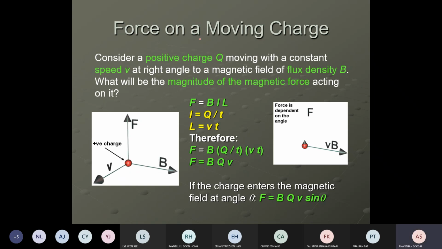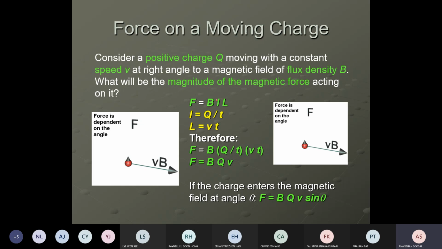So now we want to get the force formula. Force on a moving charge. Consider a positive charge moving with a constant speed v at a right angle to the magnetic field, or flux density B, let's say. What will be the magnitude of the force?